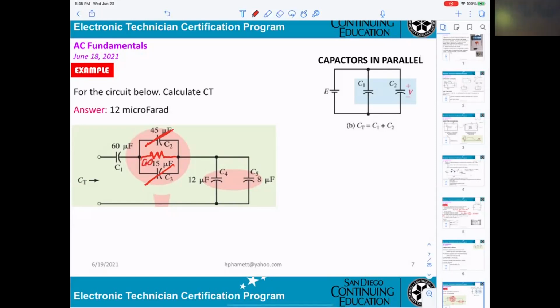Right. So now 60 and 60. Half of that is 30. You combine this guy. What do you get? 60 in series with 60 gives you 30. Right. Okay, so they will be 30 microfarad. How about this one?